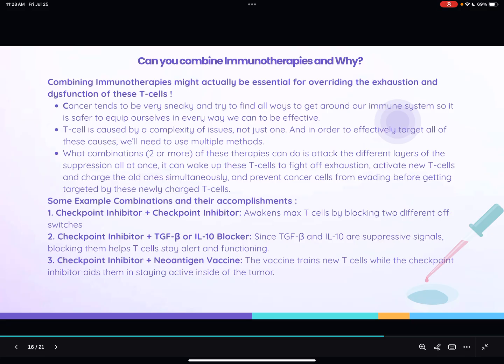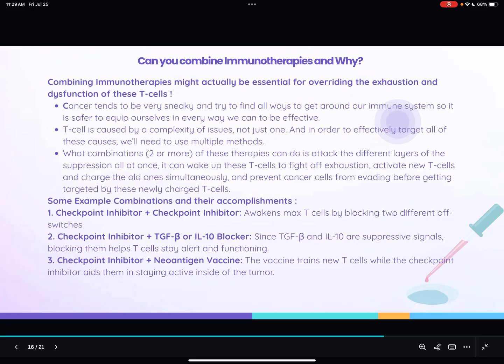The dysfunction and exhaustion of these T cells cause tons of issues, not just one. So in order to effectively reverse and target all of these, we're going to have to use multiple methods. What these combinations of two or more can do is attack the different layers of suppression all at once. It can awaken these T cells, fight off exhaustion, activate these T cells, and charge the old ones simultaneously. And then it's also going to prevent the cancer cells from evading before getting targeted by these newly charged T cells.